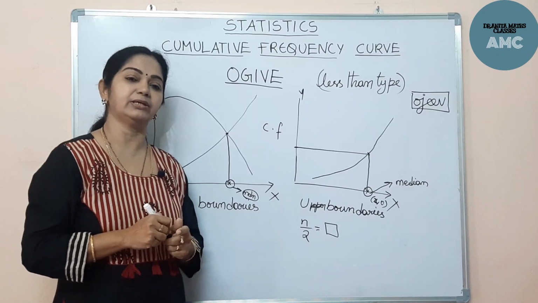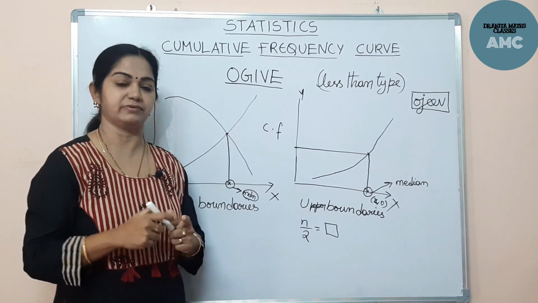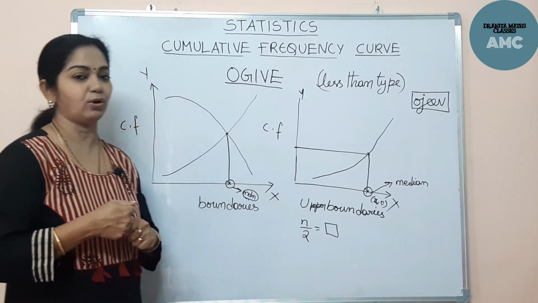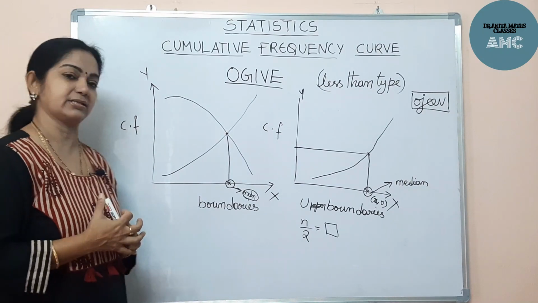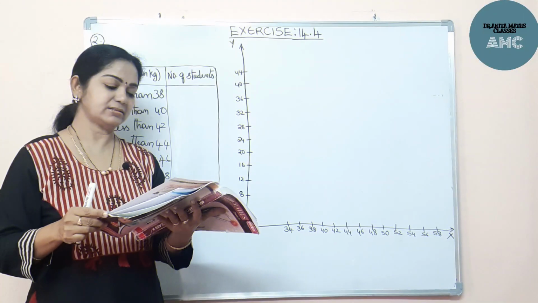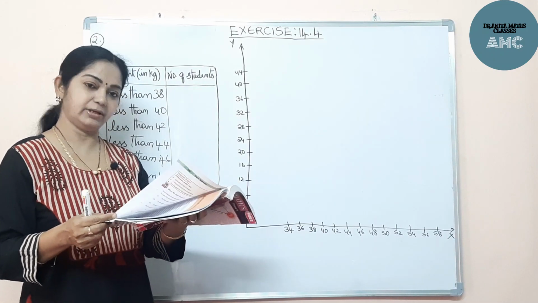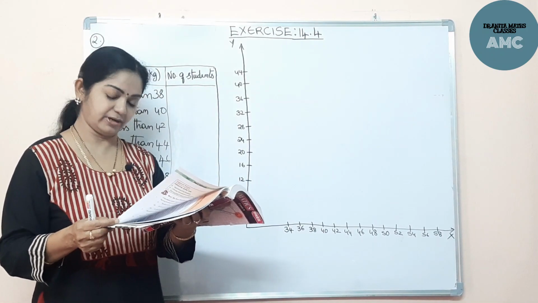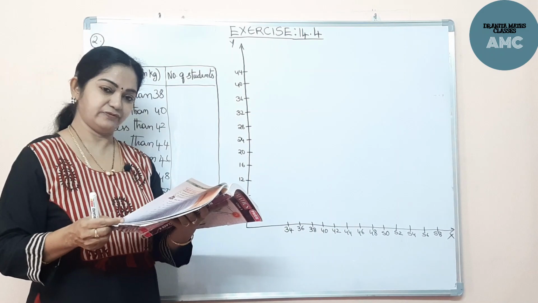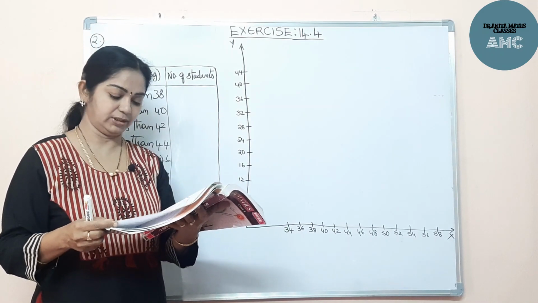Now we will be seeing the exercise problems. We will be plotting the graphs. Quickly copy down and we'll proceed to the exercise problems. Exercise 14.4. There are altogether 3 problems. The second graph and the third graph I'll be doing for you. The first one you take for homework.